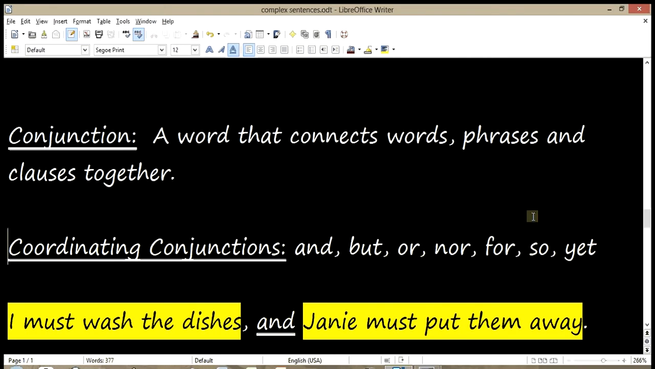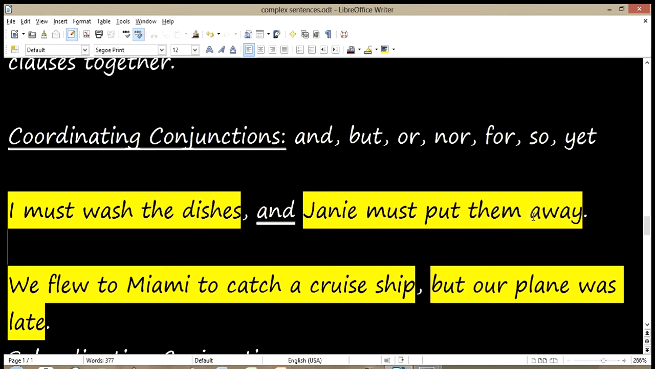That's not what we're talking about today, but I bring it up because that is usually what people think of when they think of conjunctions. So a couple of examples using that kind of a conjunction. We have 2 independent clauses here. I must wash the dishes and Janie must put them away. We can connect those 2 independent clauses using the word and. Each clause has the same amount of importance as the other clause.